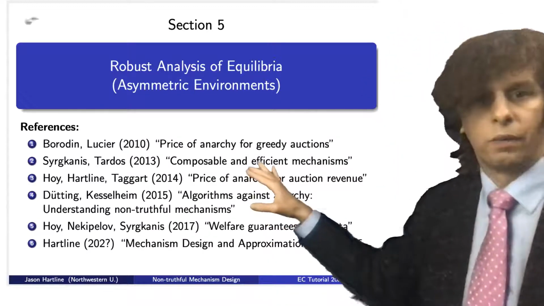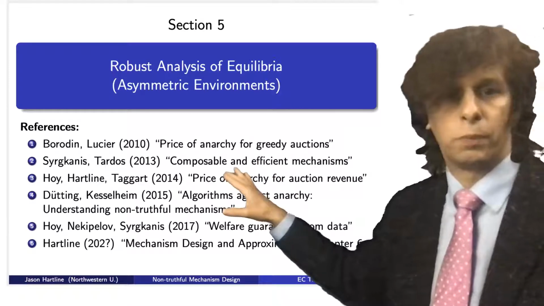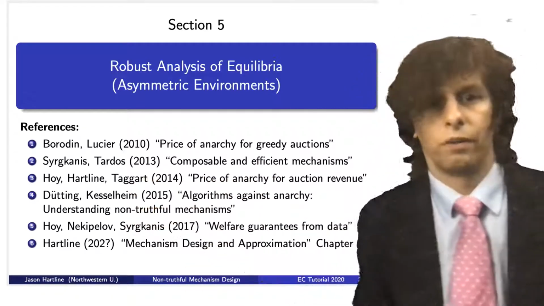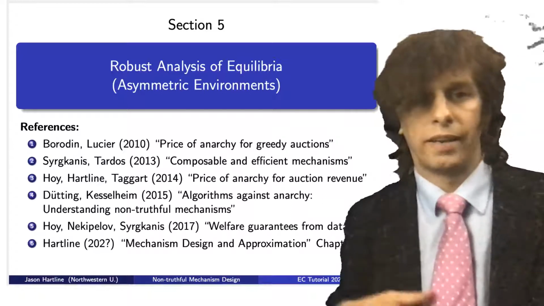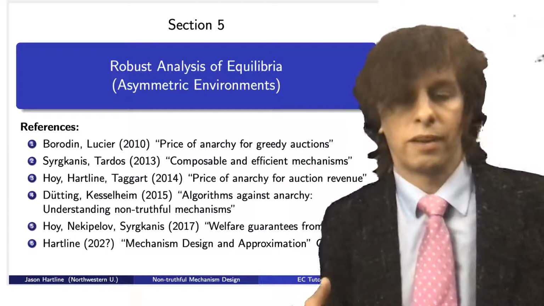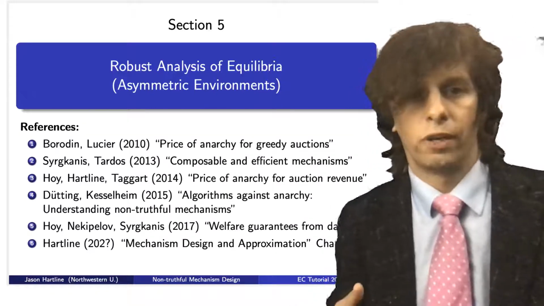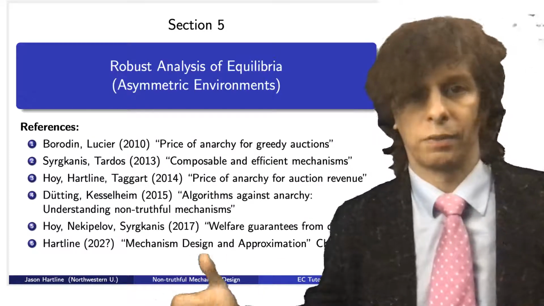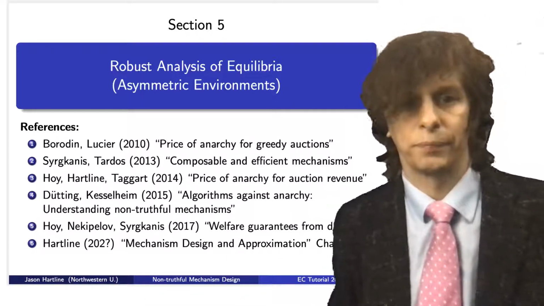I also want to call attention to the composable and efficient mechanisms paper by Vasilis Syrgkanis and Éva Tardos, which identified simple properties of mechanisms for which they had good equilibria, and moreover, mechanisms that are composed of these simple mechanisms also have good equilibria.